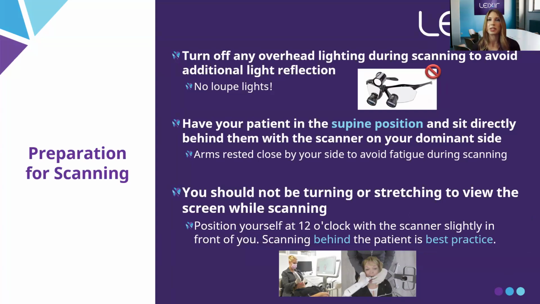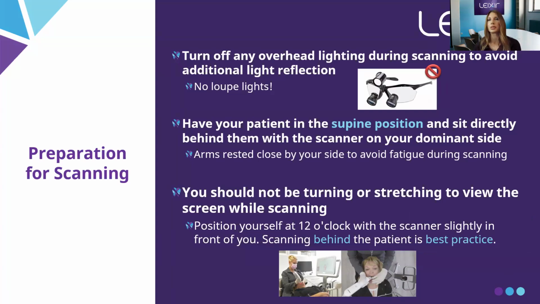Just some key tips here, making sure that you turn off the overhead lighting. So the chair light, any loop light, you don't want any additional lighting. The scanner itself has light in it. So when you have more light, it's going to add to that reflection. And we don't want that.